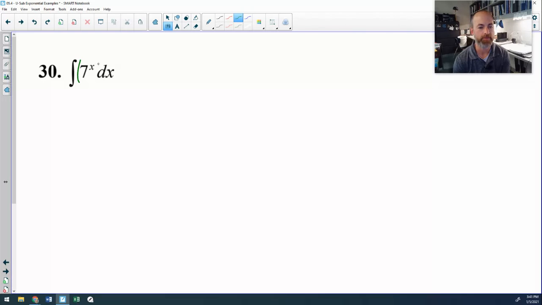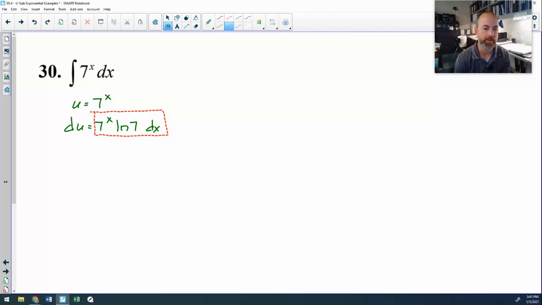So for this problem, I'm about to do something really weird. The only thing in here is the entirety of 7 to the x. So what happens if I let u equal 7 to the x? Well, if I tried that, I need to see what the derivative of that would be. And if you remember the formula or the method or however you want to find the derivative of exponential functions, the derivative of 7 to the x is 7 to the x times the natural log of 7 dx. Right? So before I attempt any substitution, I want to first look and see, is there a du in this problem? Is 7 to the x ln 7 dx in this problem?